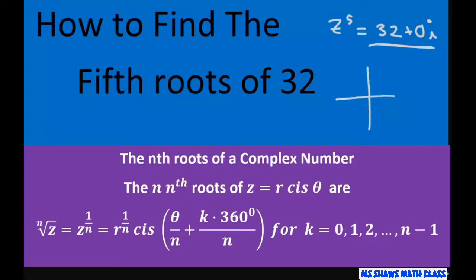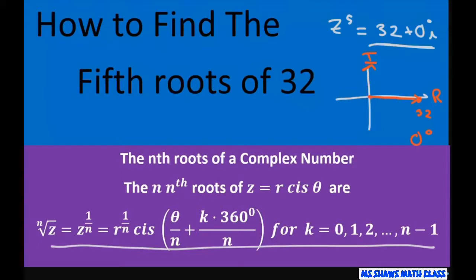If you look at the graph, we're going out 32 this way. Say this is 32. This is your real axis, imaginary axis. So that means our angle is 0 degrees. We can figure everything else out by putting it in polar form. We're also going to use this formula, and we're also going to use a calculator on this one. So that will make it easier.